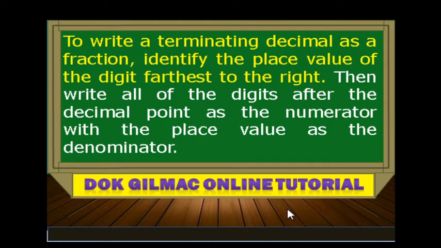To write a terminating decimal as a fraction, identify the place value of the digit farthest to the right. Then write all of the digits after the decimal point as the numerator with the place value as the denominator.